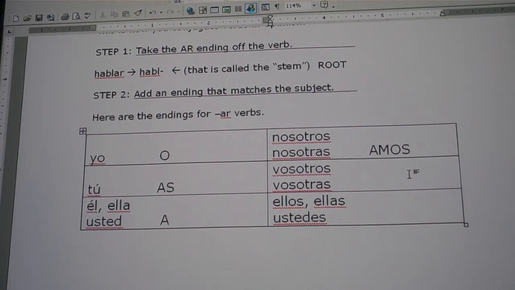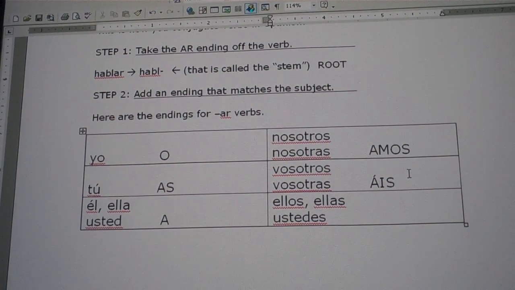Next one. You all. Chicos. You all is in Spain. Vosotros and vosotras. Your ending for vosotros and vosotras is "áis." Bebéis. So, vosotros and vosotras both end in "áis."